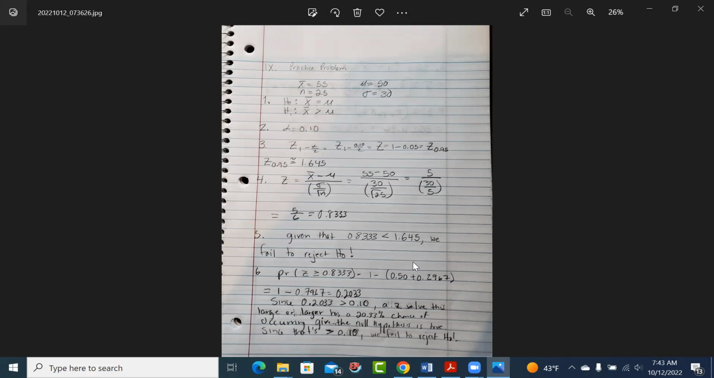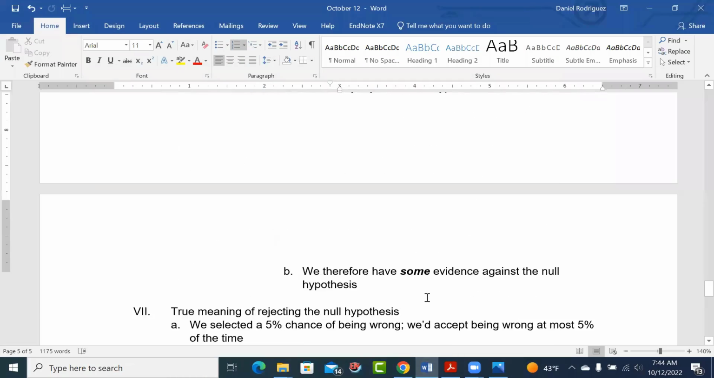To judge statistical significance, we compare our value to our critical value, right? Our critical value is 1.645, and this value is lower than 1.645. Let's go back to this picture here.